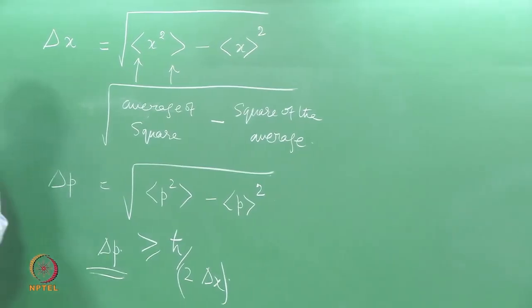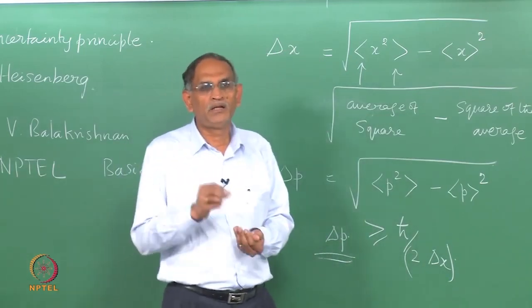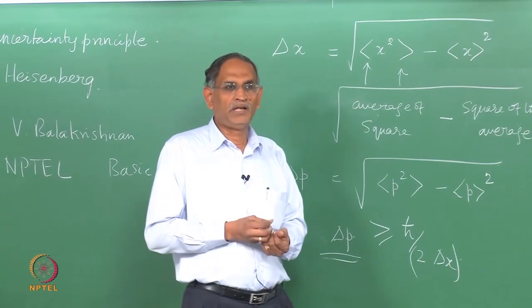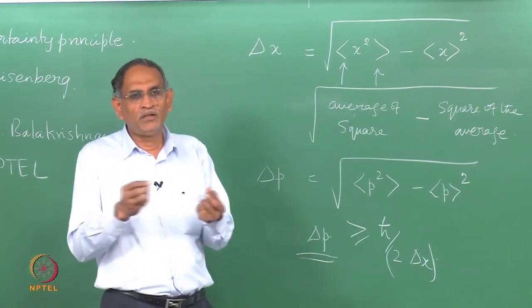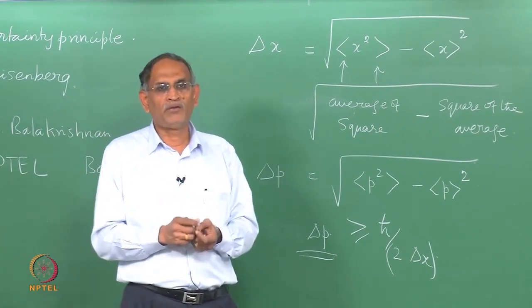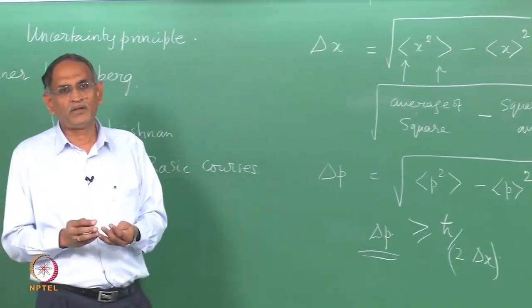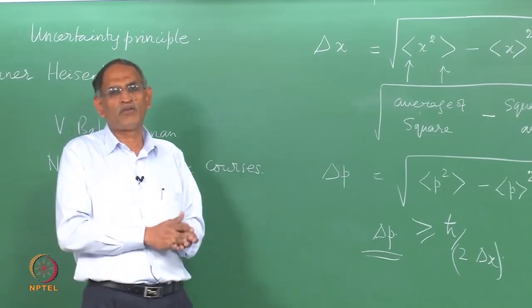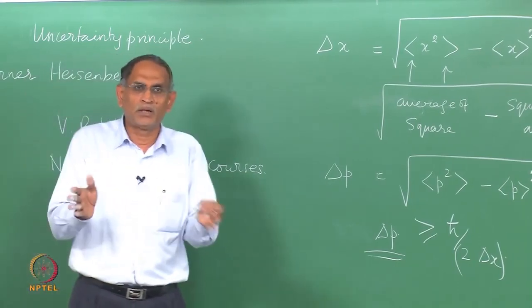What it also means is that position and momentum cannot be simultaneously used as variables for describing the state of a particle, as independent quantities for describing the state of the particle. The state of the particle can either be very precisely stated using the position or very precisely stated using its momentum, but not both.